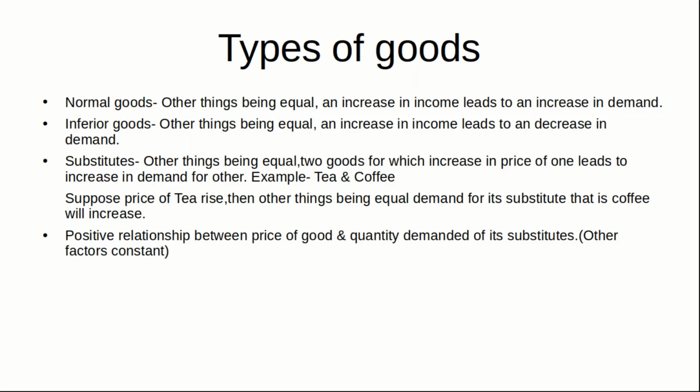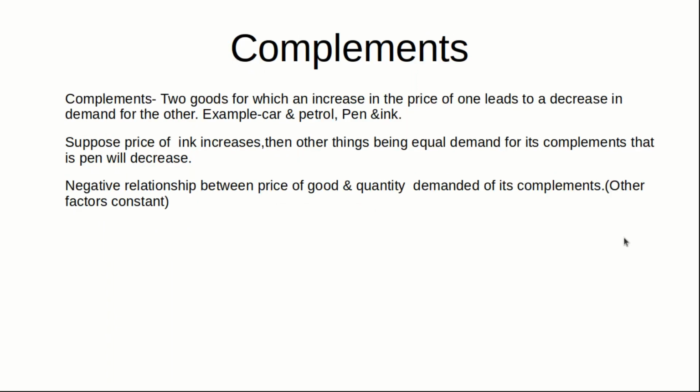Substitute goods are those goods which are used in place of each other. Other things being equal, these are two goods for which an increase in the price of one leads to an increase in demand for the other. Example, tea and coffee. Suppose the price of tea rises, then other things being equal, what will happen to the demand for coffee? It will also increase. So there is a positive relationship between the price of one good and quantity demanded of the other good. That is a substitute good. Okay, we move to the next slide.